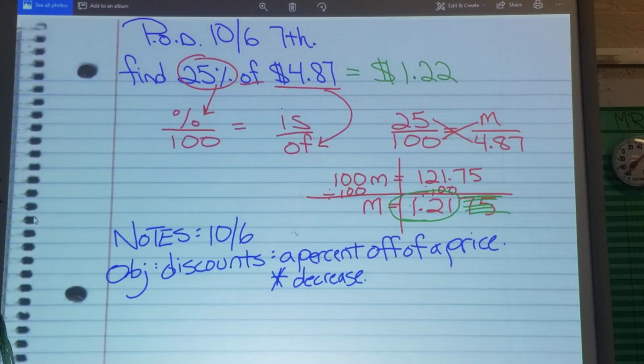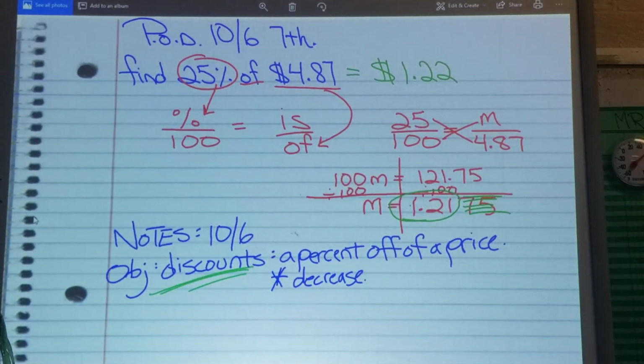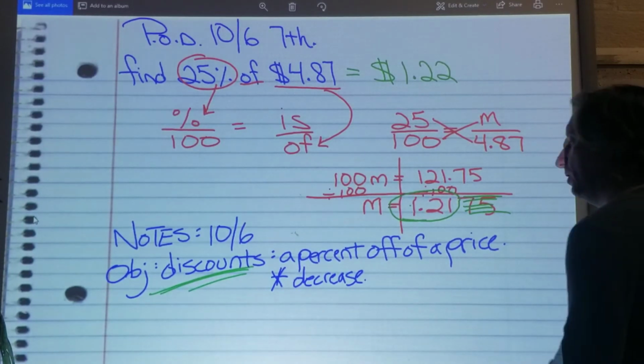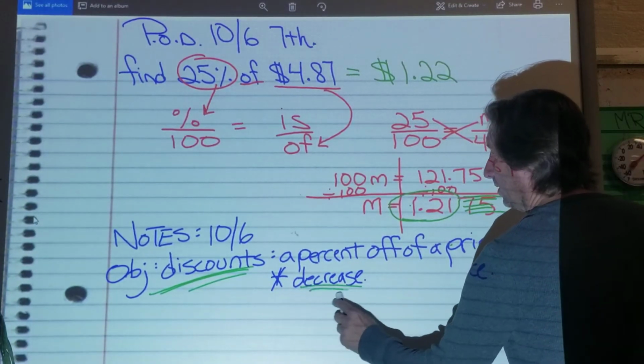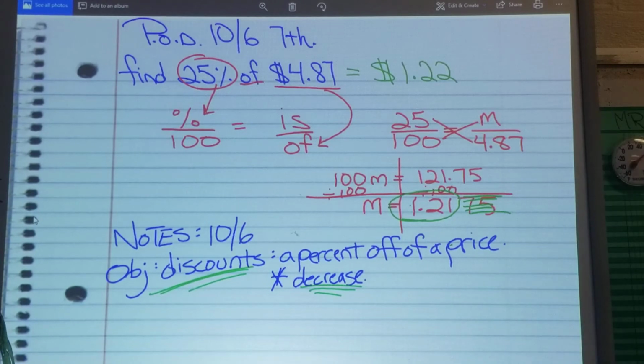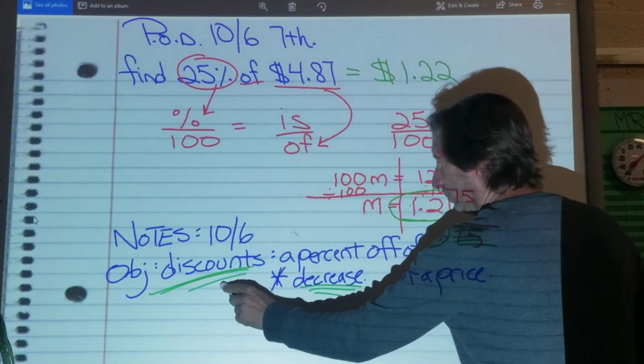All right. So this kind of goes into what we're talking about today. So we're going to start learning about discounts. So sometimes you go into the store and they may say something is discounted or 25% off or 30% off or 40% off, 50% off. And what we want to learn how to do is figure out what those discounts are. So a discount is a percent off of a price and it's a decrease. So that means the price of your item is going to go down, right? When you have a discount, your price goes down.